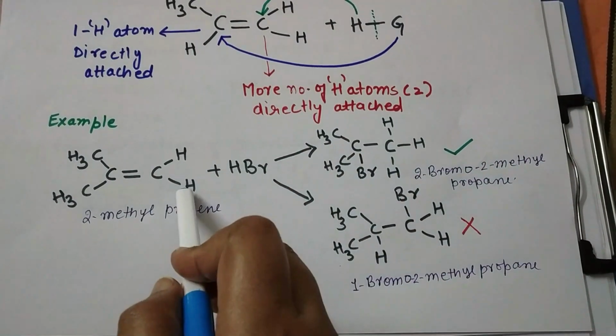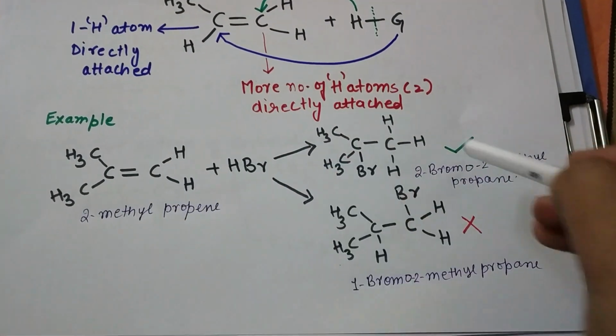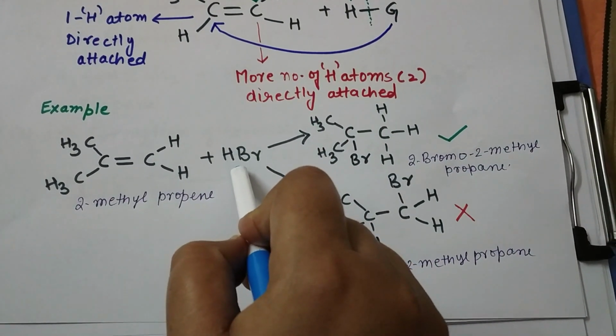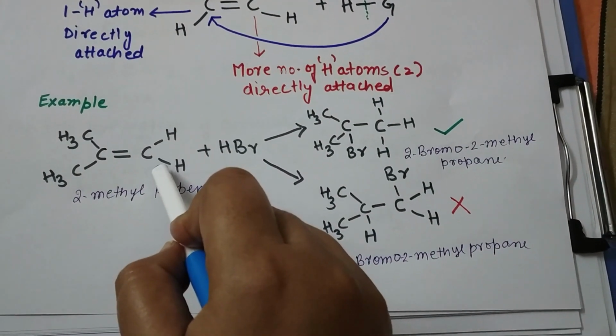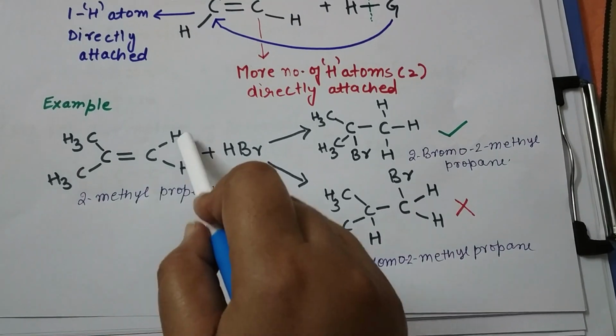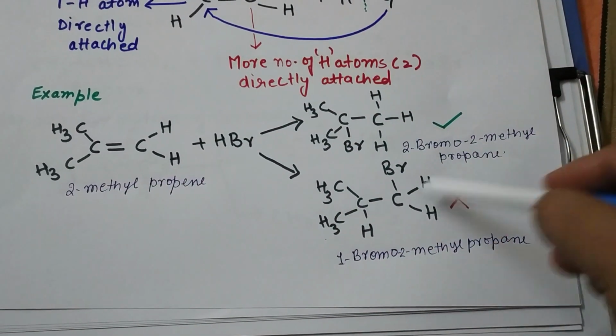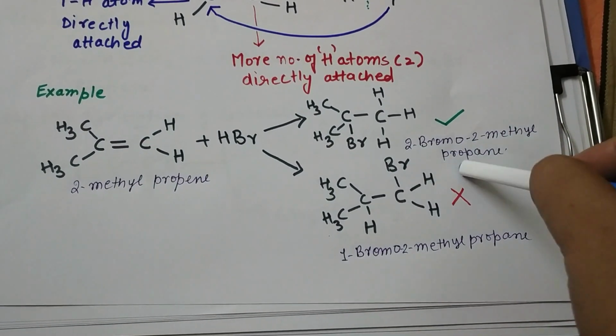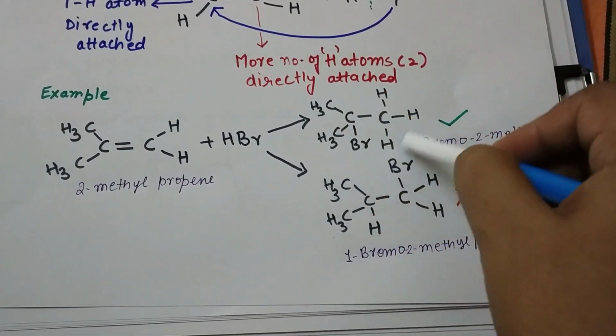So here you can see according to the Markovnikov rule, 2-bromo-2-methylpropane will form because the hydrogen will move to the carbon which has more number of hydrogen directly attached to it. So instead of 1-bromo-2-methylpropane, 2-bromo-2-methylpropane will form as the product.